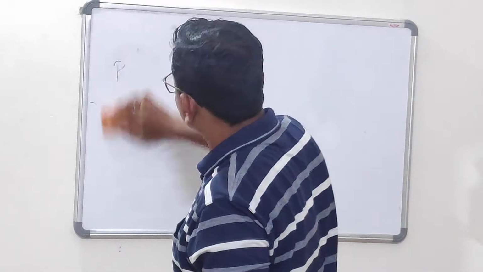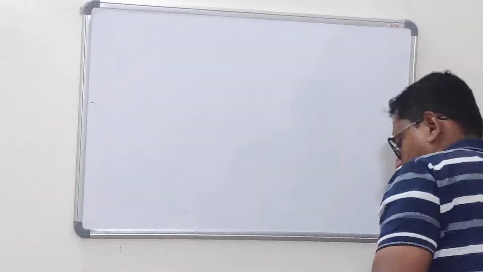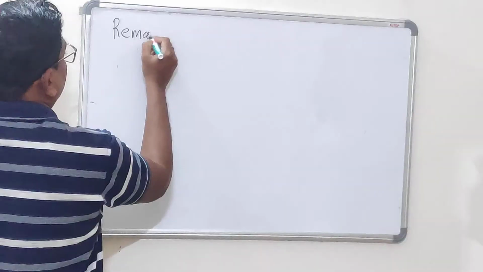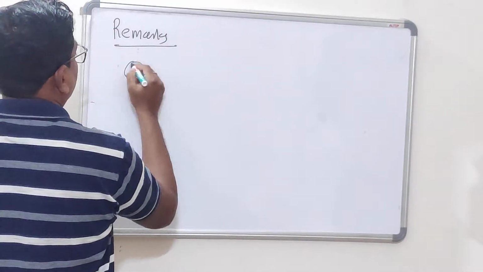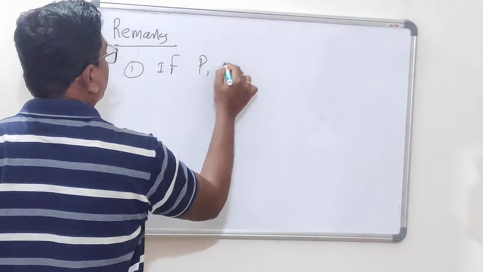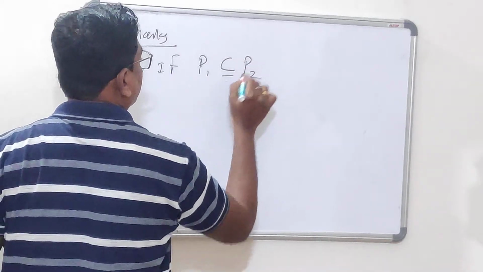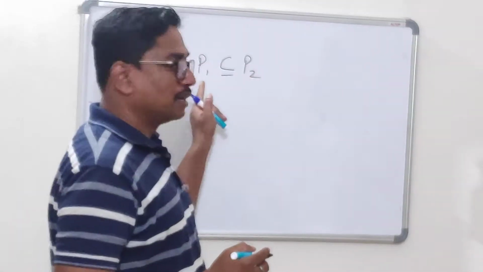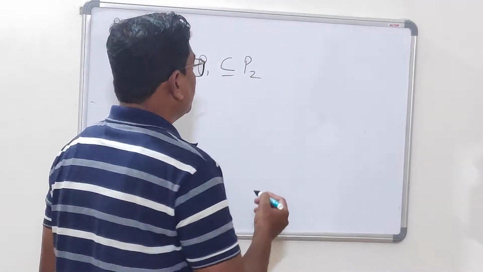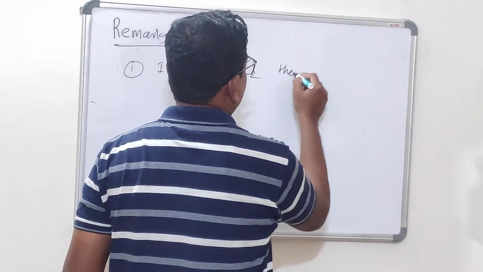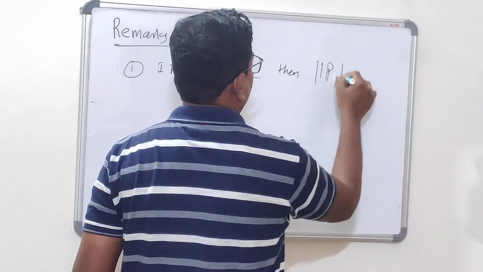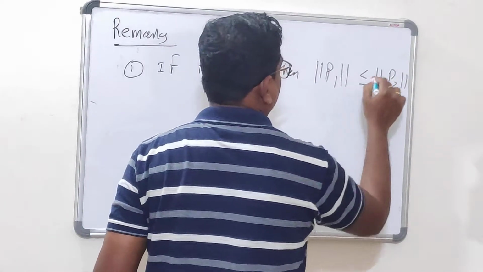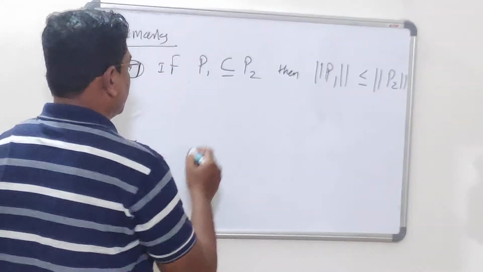Okay, we have an important remark here regarding these refinements. Important remarks: if P2 is a refinement of P1, that is, P1 is a subset of P2, then we have to discuss their norms. What is the norm of partition P1, and what about the norm of partition P2? I can verify this.